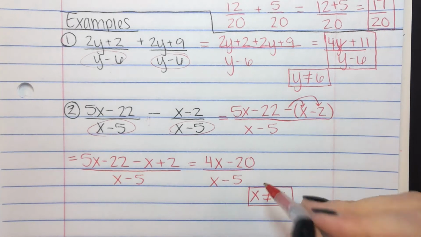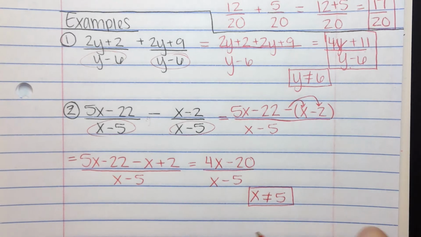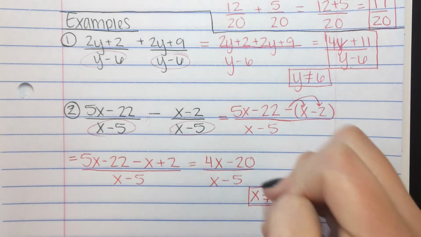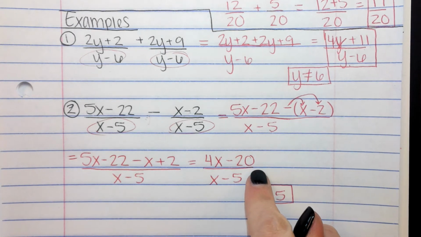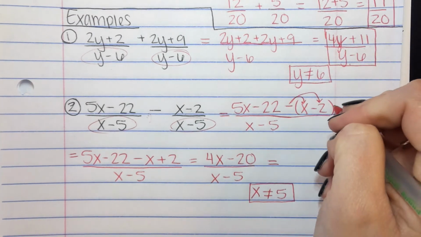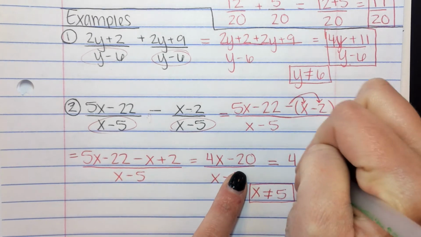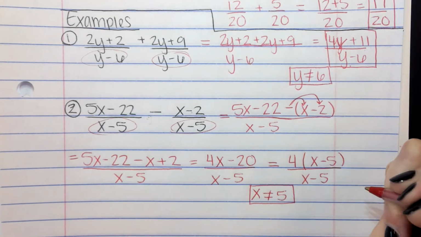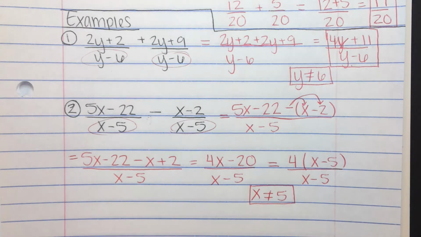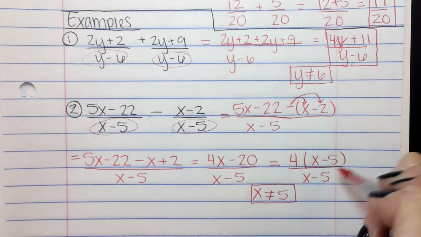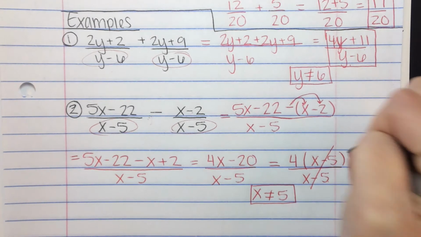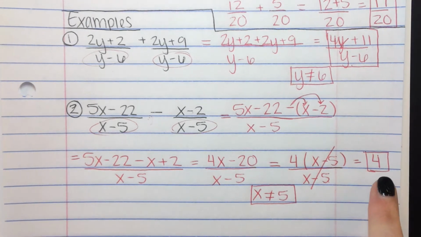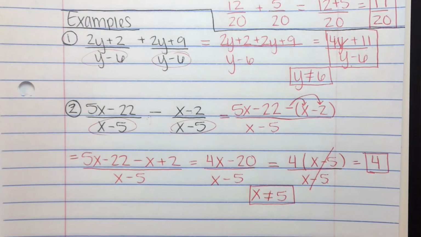Now, before I decide if this is my final answer, I need to see if anything will factor. So x minus 5, that's as low as it can go. 4x and negative 20 have a GCF. The GCF of 4 and 20 is 4. That leaves me with x minus 5 in parentheses, and I have x minus 5 on the bottom. Now I can simplify like we've been doing the past couple days. x minus 5 over x minus 5 divides out, and we're just left with a 4. So our simplified expression is just a 4.